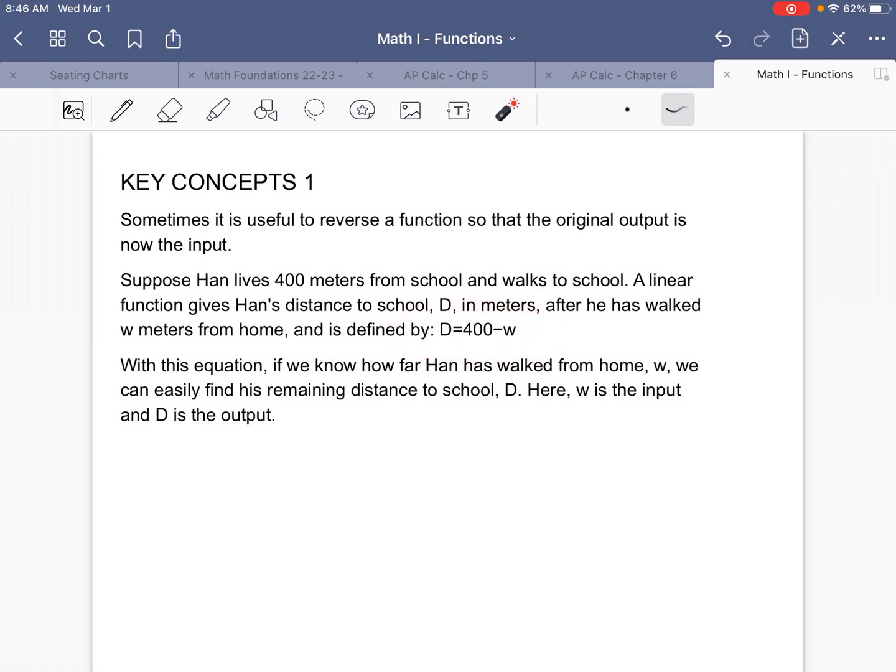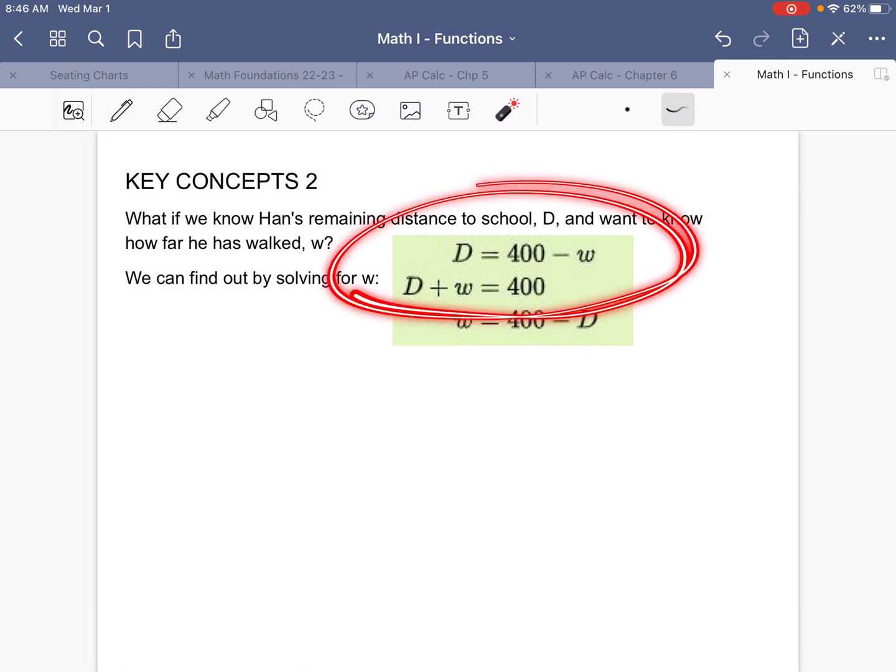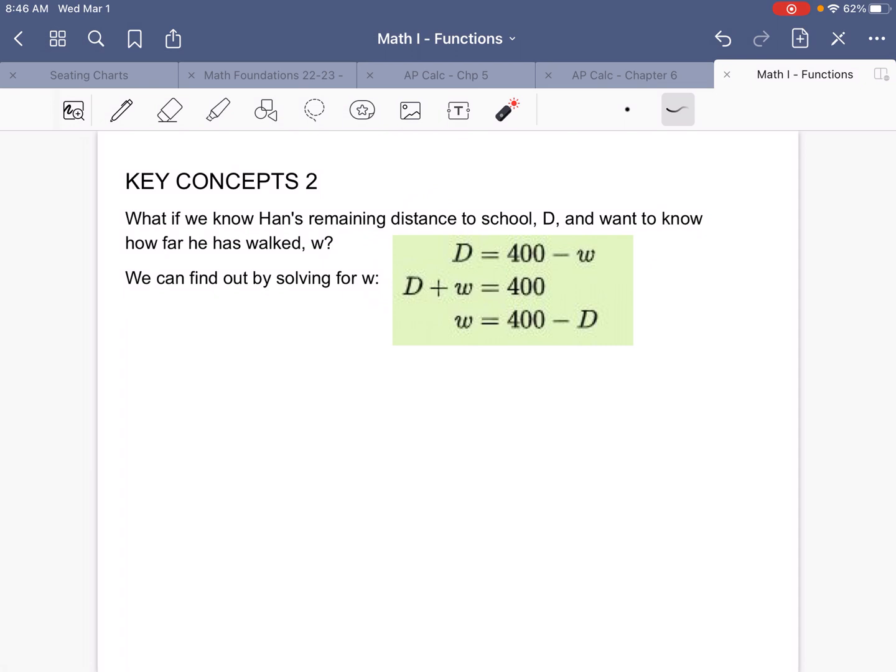With this equation, if we know how far Han has walked from home, w, we can easily find his remaining distance to school. Here, w is the input and d is the output. Now, what if we know Han's remaining distance to school and want to know how far he has walked? What we could do is take this equation and actually solve it for w instead.